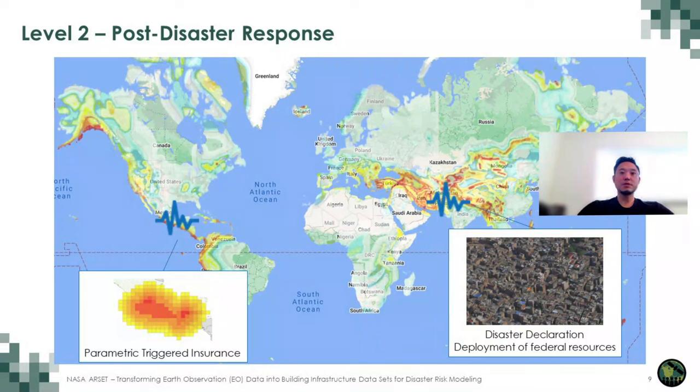parametric triggered insurance. Usually this is a national level program. So if a large event occurs, there's going to be a big payout. So insurers have programs with sovereign nations to ensure parametric insurance. For this, they need to do a risk assessment.